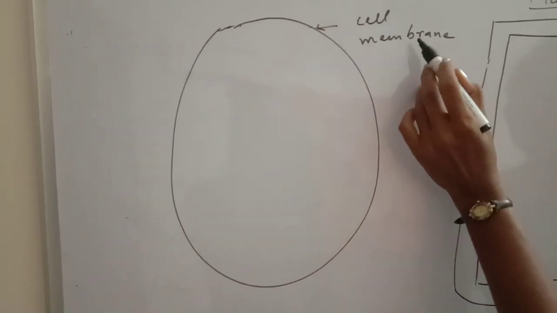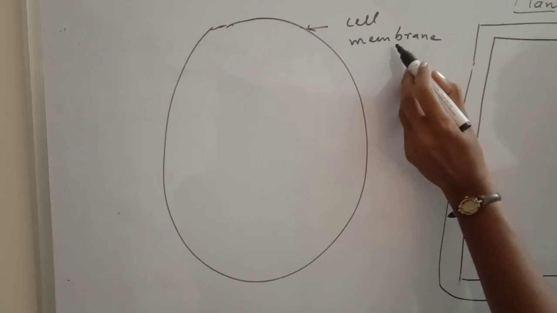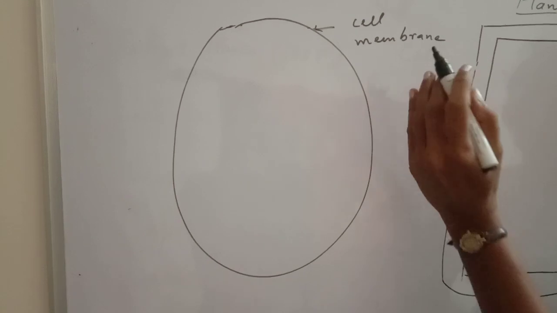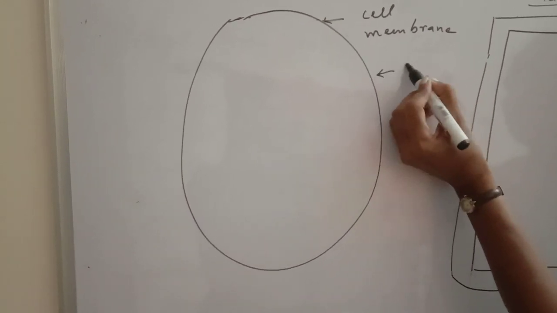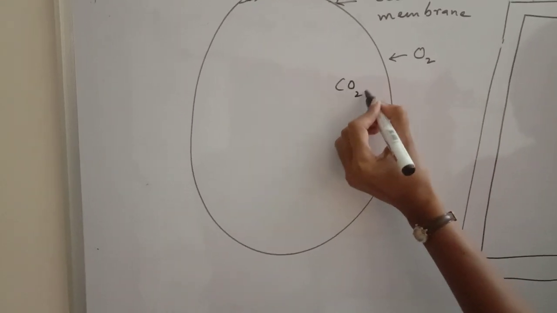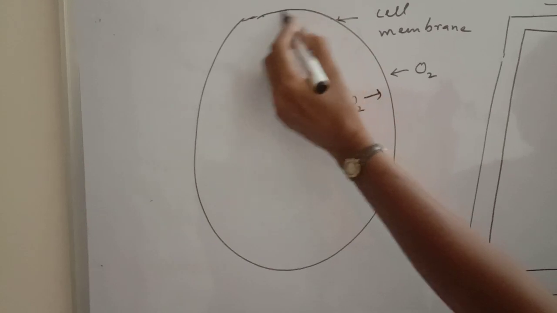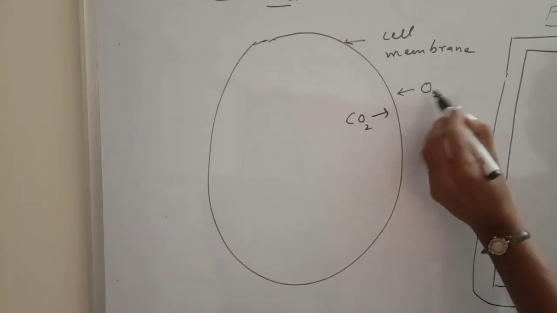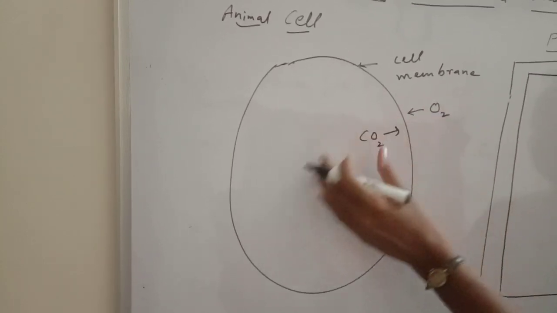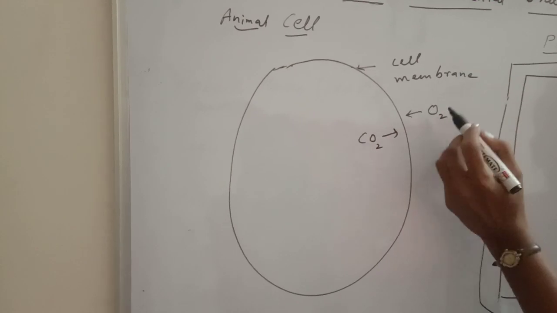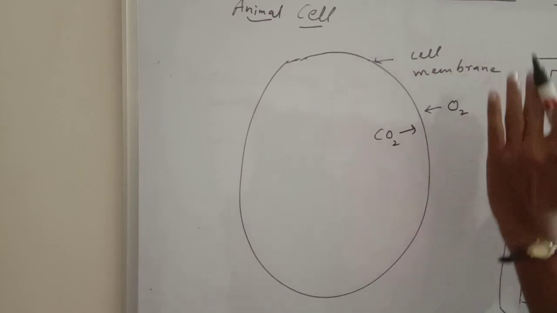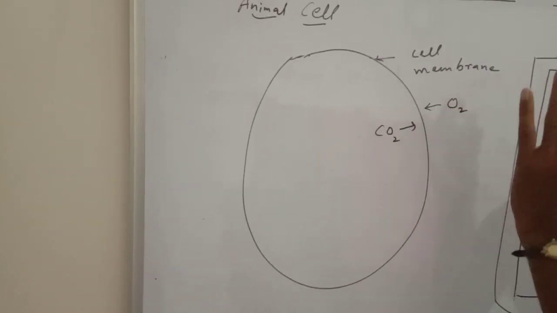This cell membrane is also known as the plasma membrane, and its function is to check the entry and exit of materials. For example, oxygen. The cell needs oxygen inside, and when carbon dioxide increases inside, it is taken outside. By the process of diffusion, oxygen goes inside and carbon dioxide comes outside from the cell. So exchange of gases takes place through this membrane. What is the function of this membrane? To check the entry and exit of materials, the gases.